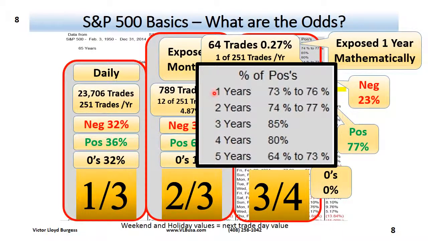I also looked at the 1 to 5 years to find a sweet spot. At 1 year, we're at 73 to 76, but at 3 years, we're at 85. Then we go 4 and 5, it goes down from there. So the 3 years is our sweet spot.